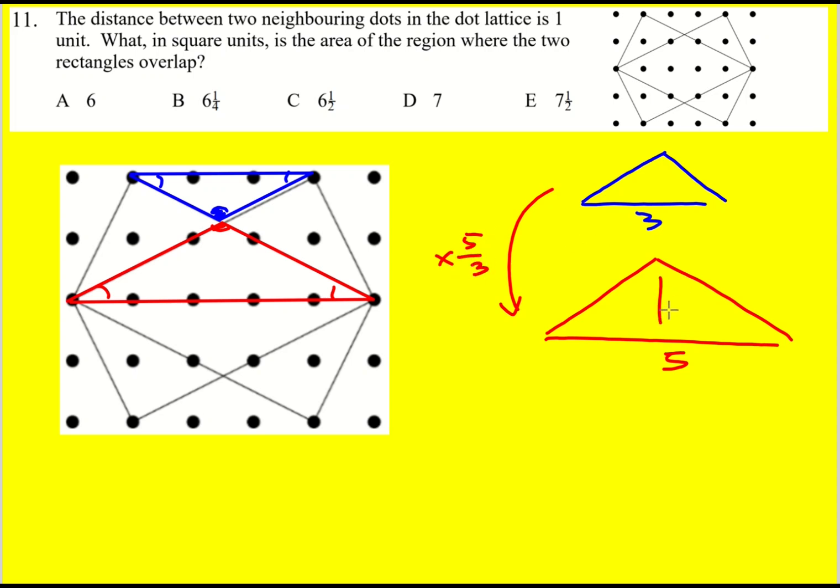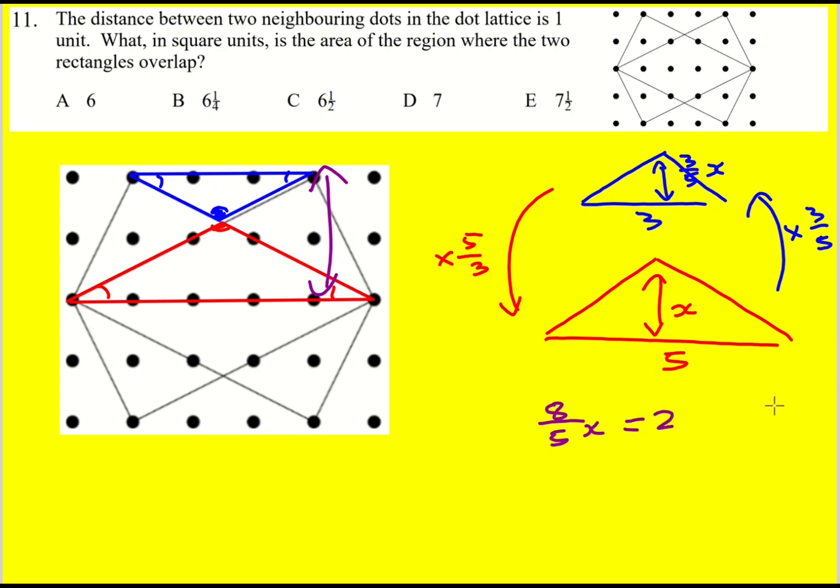So if I now call this height x, then, oh yeah, to go this way, I'd be timesing by 3 over 5. So that means that this height is going to be 3 over 5 x. I can add them together. That'll give me 8 over 5 x, the total height, and I can see that's going to equal 2. So x is equal to 10 over 8 or 5 over 4. And that's what I need. I've just worked out this length here, so I've just got to double it.